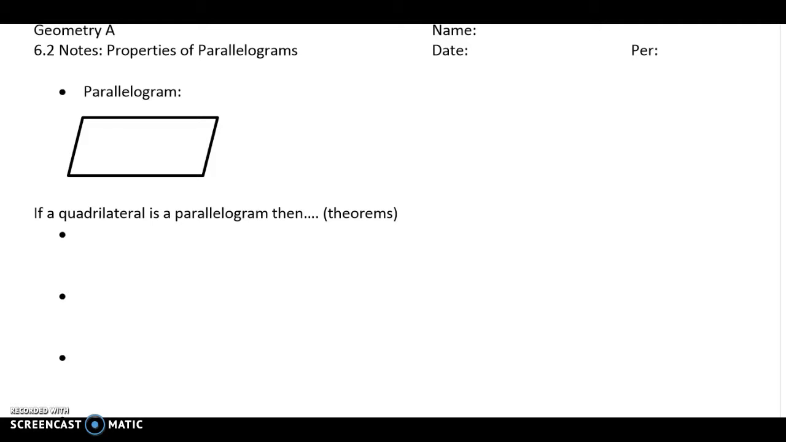So let's first start off with the definition of a parallelogram, and hopefully you remember this from before, or you can kind of guess, but look at the name. You see parallel in there. So a parallelogram is a quadrilateral, meaning it has four sides, with two pairs of parallel sides. All right, so let's call this quadrilateral ABCD. And this definition, right, this is my definition of parallelogram.